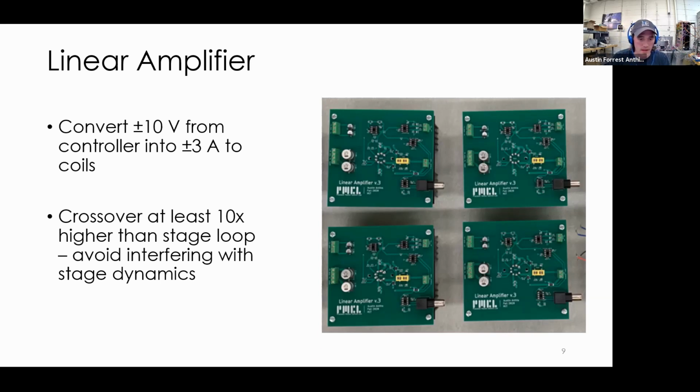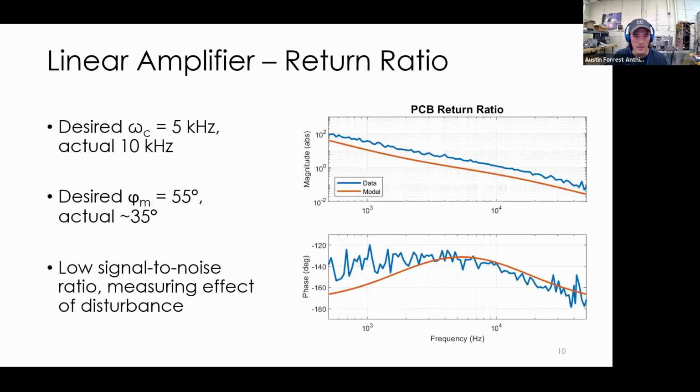And yes, like you're doing in the design problem, we chose to cross over much higher than the full loop crossover frequency, so that the dynamics of the amplifier didn't interfere with the overall loop. Here's what the actual measured return ratio looks like. We got a higher crossover than predicted and a lower phase margin. You can see the high noise in the signal. It comes from inputting a disturbance into my board, which my board is actively trying to reject. So the signal is low and the noise is high in that return ratio.